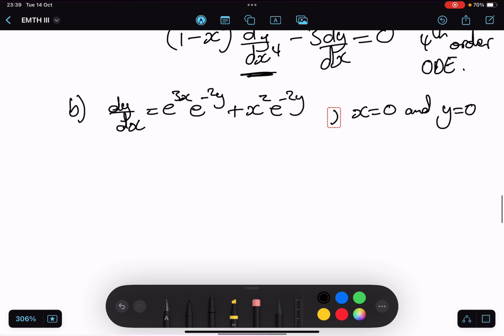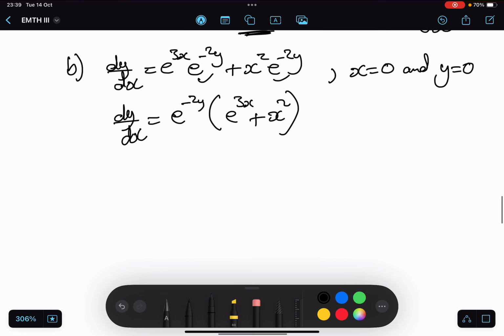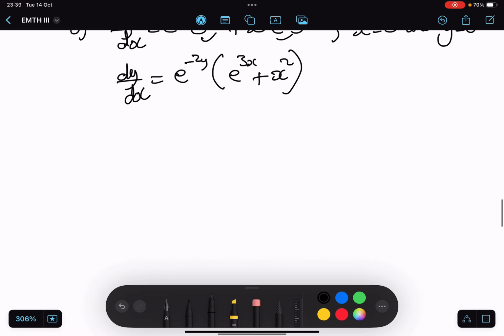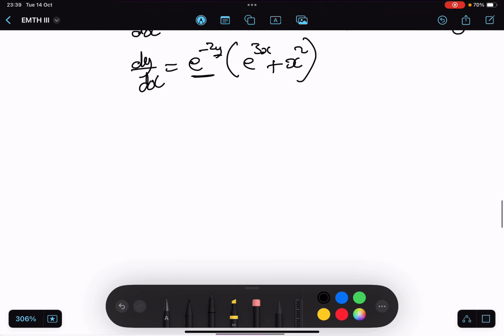If we want to use separation of variables, first of all, let's simplify this. Before we separate, we need to simplify. When looking at this, these are like terms, so we can factor out e^(-2y), and then we'll be left with e^(3x) plus x squared. Now we are going to pair all of the terms with respect to y on one side of the equation and all of the terms with respect to x on the other side.